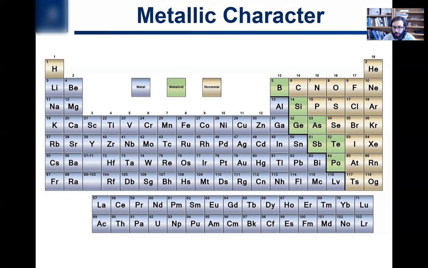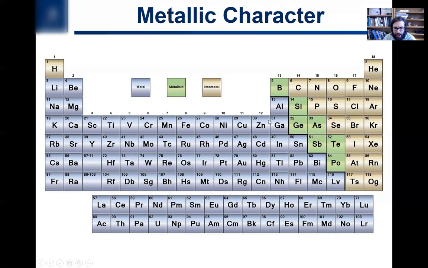On the right hand of the periodic table are your nonmetals. A lot of these are gases, like the noble gases, but some of them aren't. Carbon is a notable one, phosphorus. Let's see, what other ones aren't gases? Sulfur, selenium, bromine's a liquid at room temperature, iodine is a solid, although it sublimes really easily, turns into a gas.